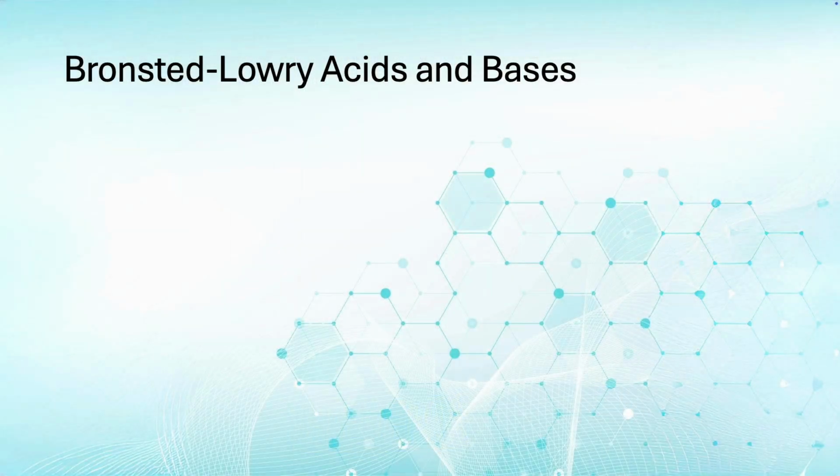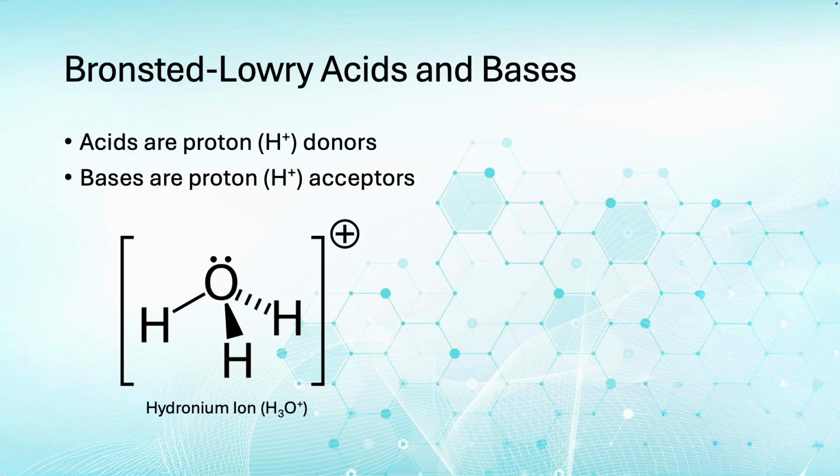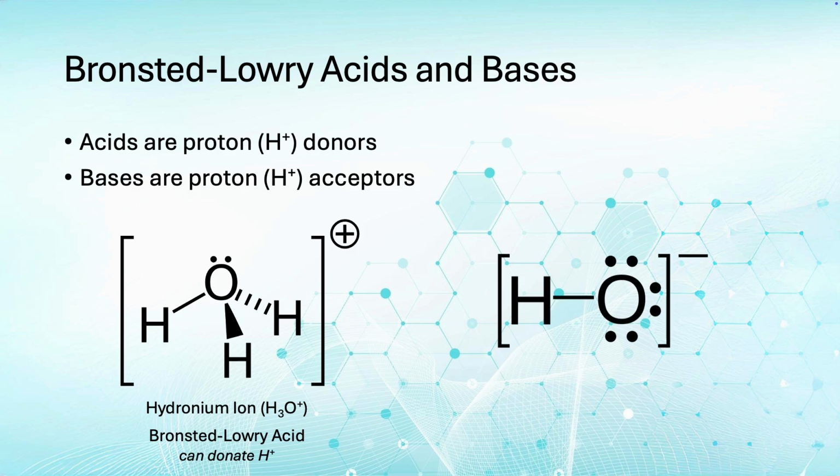In this video, I want to give an overview of the different definitions we have for acids and bases, and how they're used in organic chemistry. The first definition I want to cover is arguably the most important definition for organic chemistry: Bronsted-Lowry acids and bases. The Bronsted-Lowry definition describes acids as proton or H+ donors, and bases as proton or H+ acceptors. For example, your hydronium ion, H3O+, is a Bronsted-Lowry acid, since it could give away one proton, while the hydroxide ion, OH-, is a Bronsted-Lowry base, since it can accept one proton.